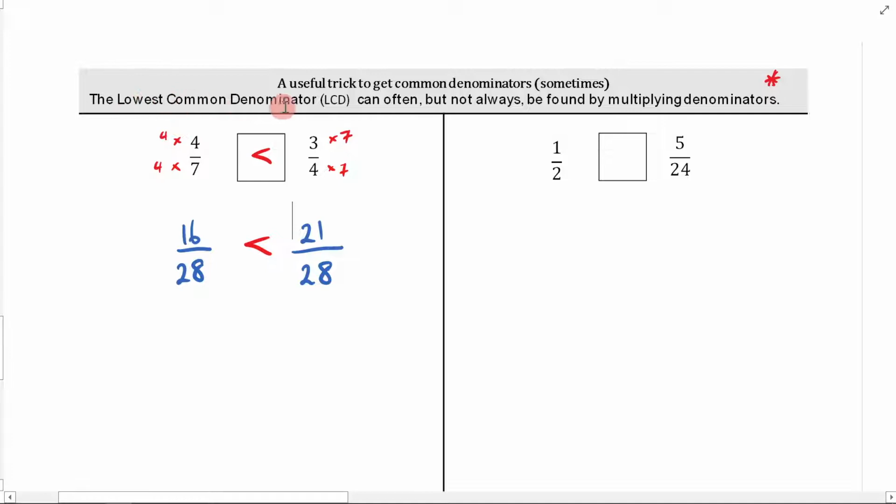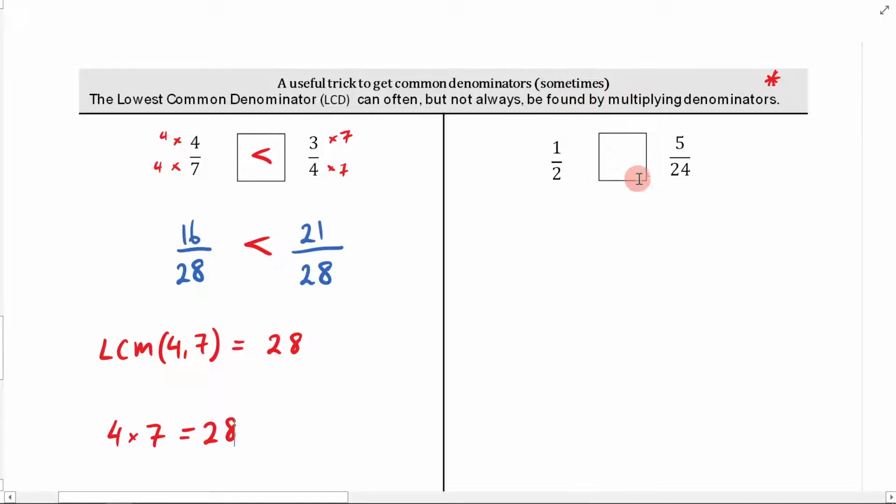Now, the reason why this little trick worked is because the lowest common multiple of 4 and 7 is 28. In some cases, not all cases, if you just multiply numbers together, you get the lowest common multiple. That does not always work. But what I want to show you in the next example is that when you're trying to figure out which is the bigger fraction, it actually doesn't matter if you find the lowest common denominator or not. So let's jump over to this one, and we're going to use this same technique here.